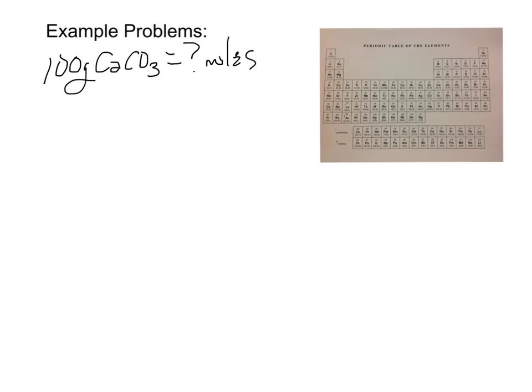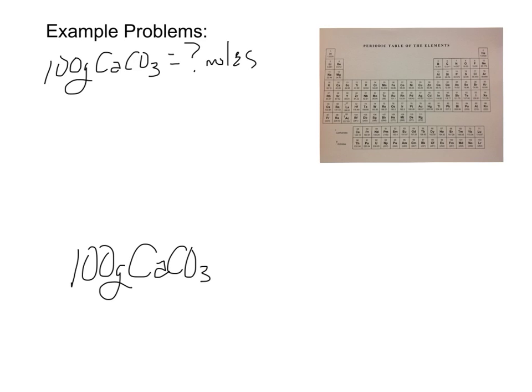Well, to determine this, the first thing I want to do down here at the bottom is write down what I was given. I'm given 100 grams of calcium carbonate. Now I've got to figure out the molar mass, the amount of grams or mass in 1 mole of calcium carbonate. So I need to take a look at this periodic table over here.